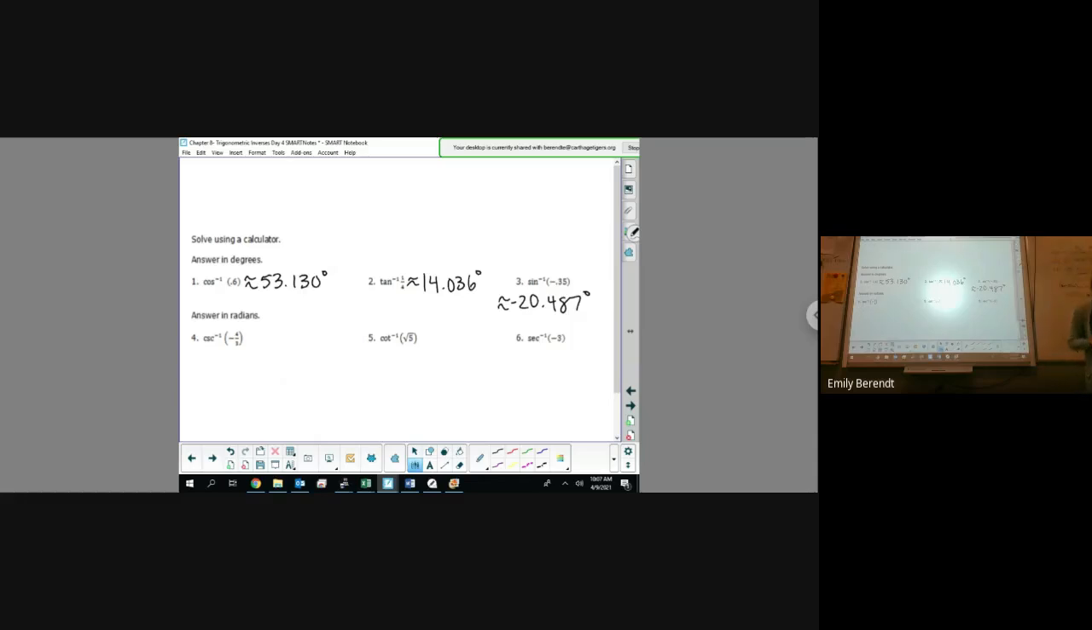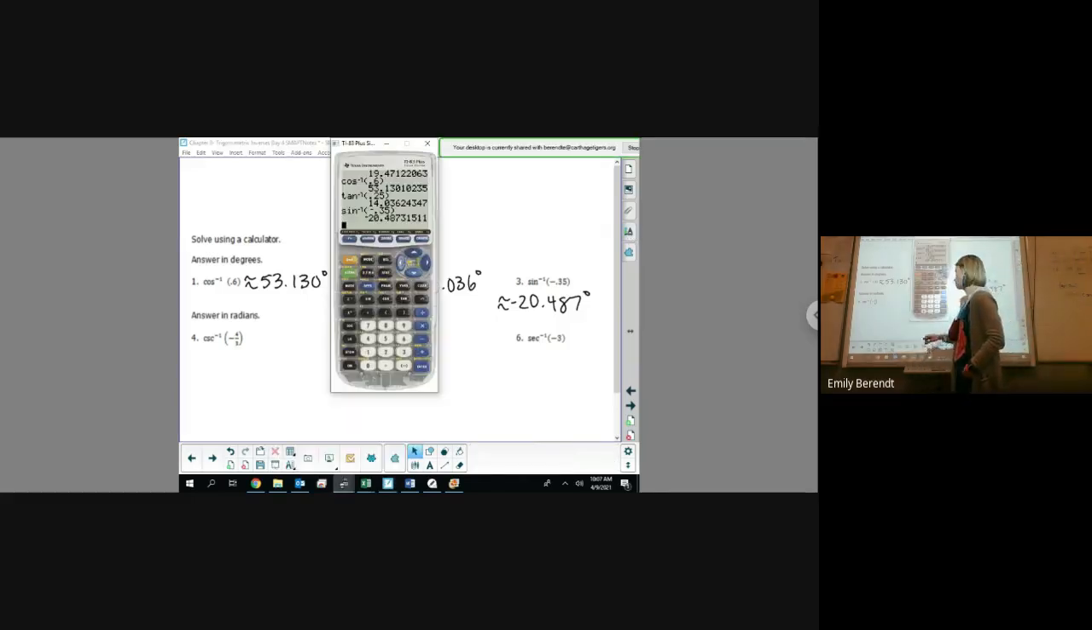All right, the next 3 say to answer in radians. So you have to change your mode. So go to mode. If you're using one of these, it's next to the second key. Hit enter on radians, and then you have to quit out of it. So you hit second mode, which is your quit function.